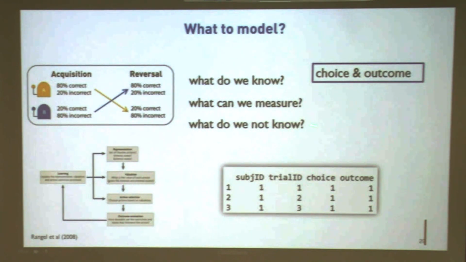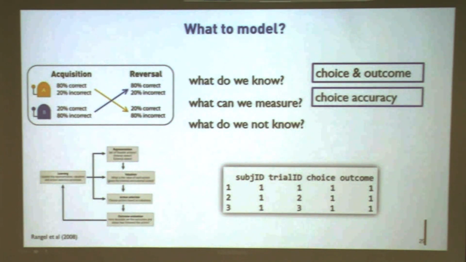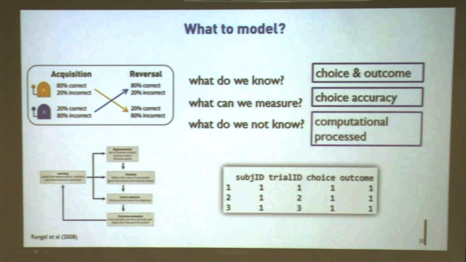So from the data, what we can measure, we could already measure choice accuracy, as I told you. Choice accuracy doesn't depend on the model. You don't need a model to analyze choice accuracy. Accuracy here means in the beginning, how often they choose yellow, then how often they choose blue in the second phase. Now, the interesting part is why they make the behavior.